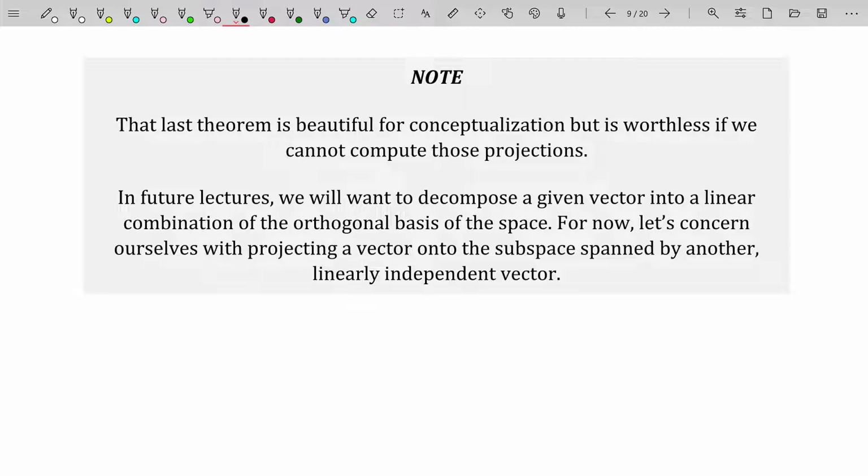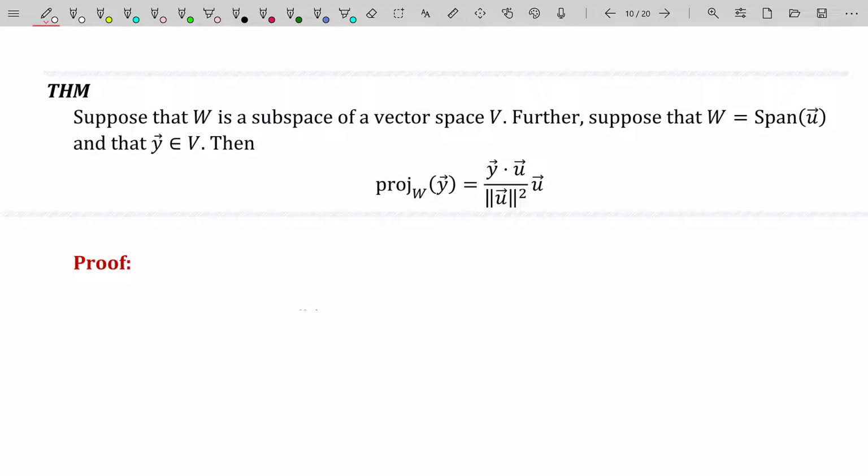Now, to be honest, that last theorem is really great for conceptualization, but it's not that great if we can't actually compute those projections. We need a way to compute what those projection vectors are. In future lectures, we'll want to decompose a given vector into a linear combination of the orthogonal basis of the space. For now, let's concern ourselves with projecting a vector onto the subspace spanned by another linearly independent vector. So let's figure out, or at least work with, a theorem that allows us to find what that projection vector is.